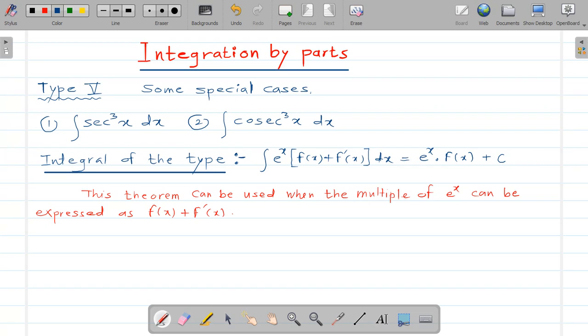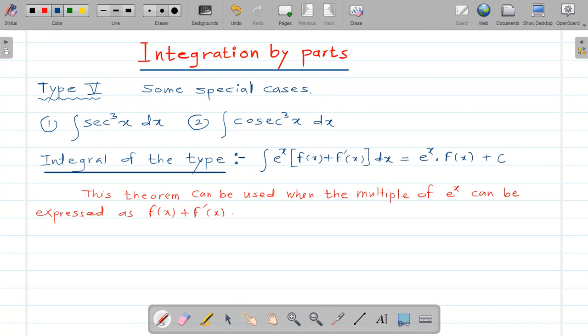that is, integral of the type, see here, integration of e raised to x into bracket f of x plus f dash x dx is equal to e raised to x into f of x plus c. That means e raised to x is multiplied by f of x plus f dash x, and if the function is given to you like this, then its answer will be e raised to x into f of x plus constant.